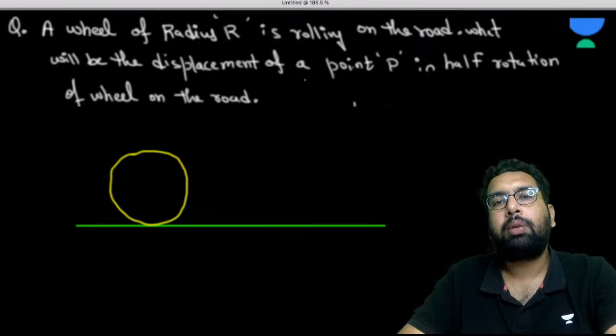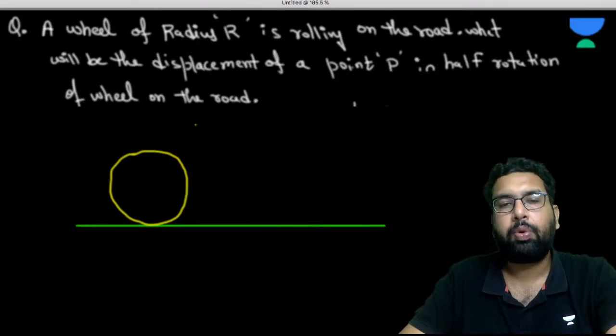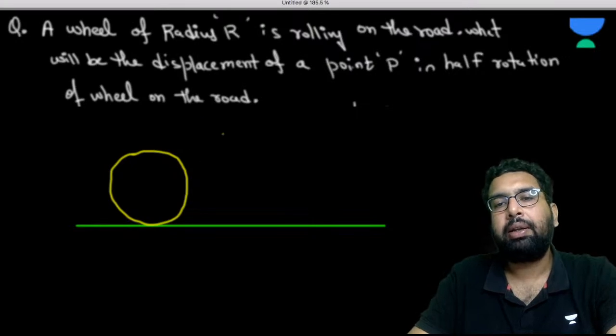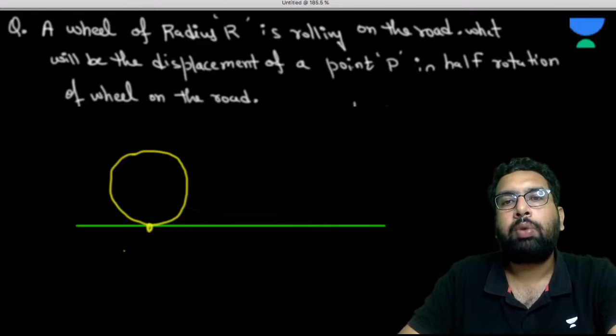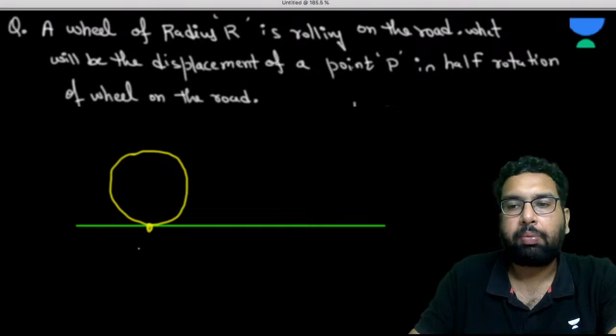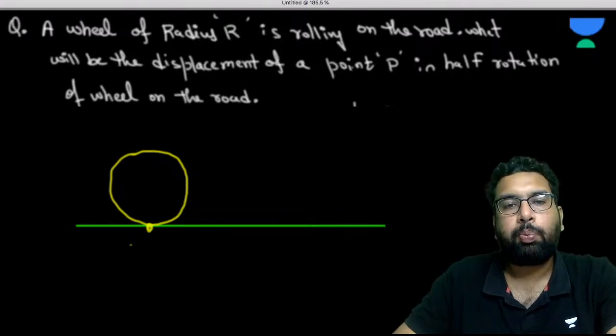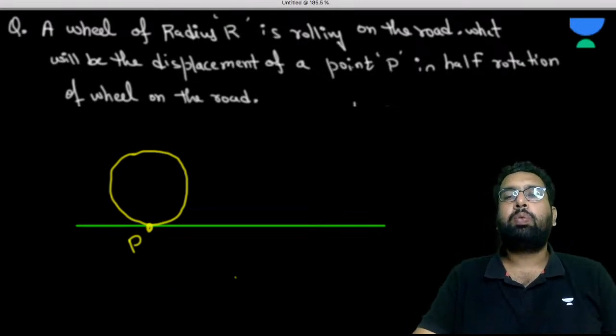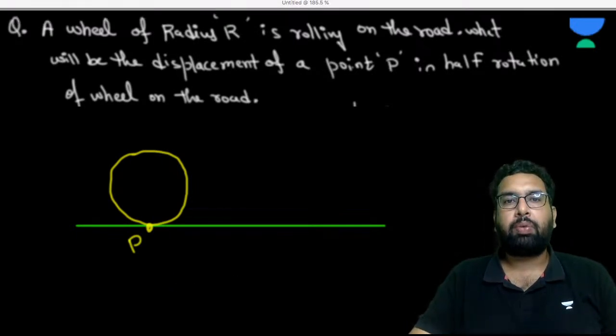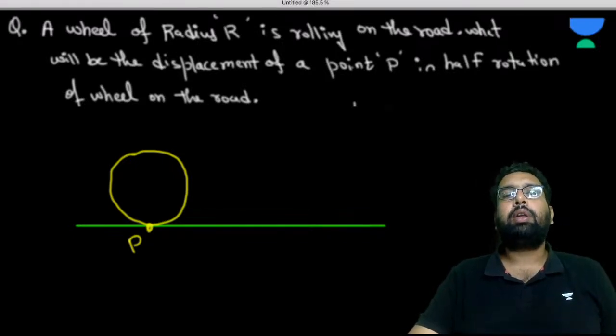What will be the displacement of a point P in half rotation? So basically, it has done half of the rotation. So after half rotation, what is going to be the displacement of point P, they are asking. So this is the point P initially. I haven't given you the point P, sorry, my bad. This is your point P. What will be the displacement of a point P in half rotation of the wheel on the road?